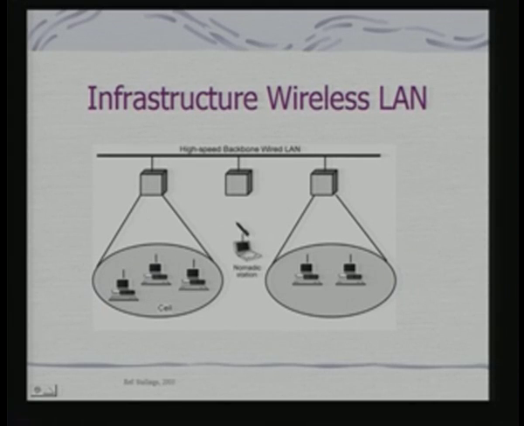So, basic infrastructure wireless LAN is conceptually this: you have a high speed backbone wired LAN and these are the cells, and you have these basic nomadic stations. You can move from one cell to another cell, and when you are in any of the cells you can access all the servers which are connected to the infrastructure backbone.